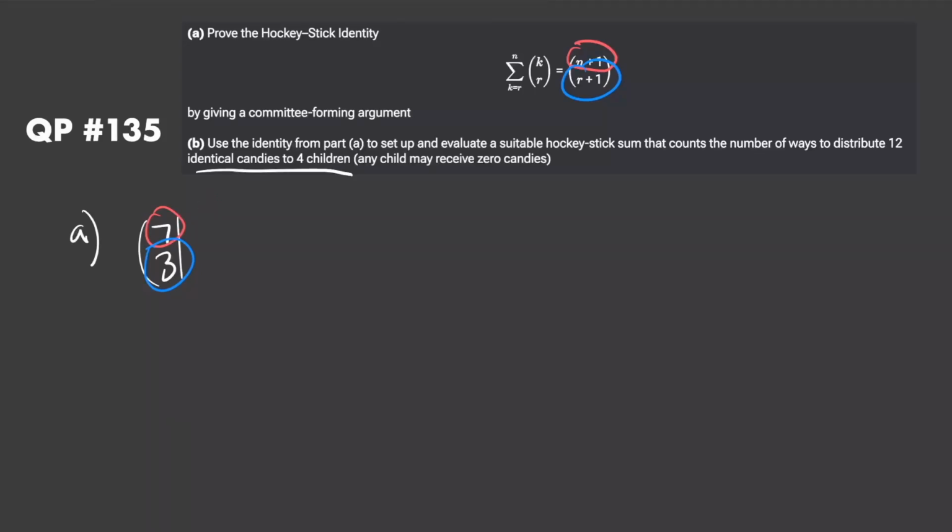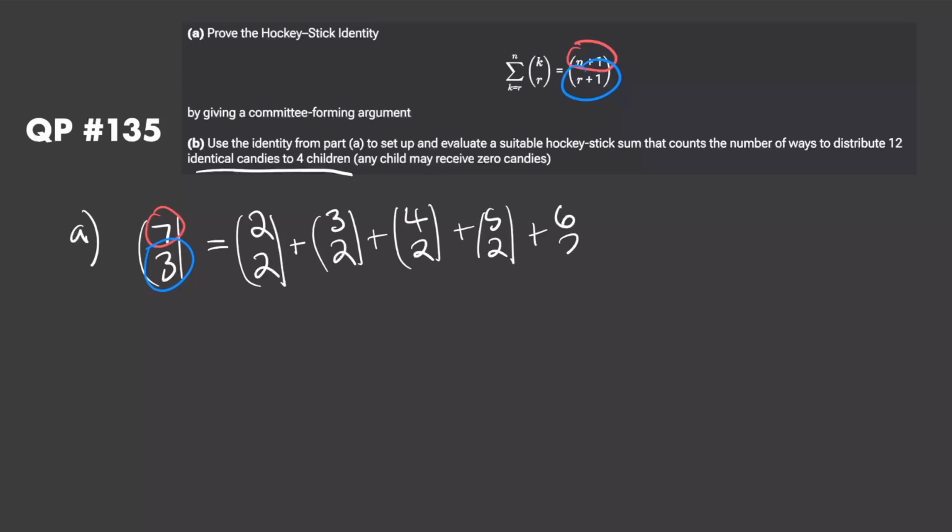And unlike with Pascal's identity, now the terms that we are adding have the iterator in the top. In Pascal's identity, we had the iterator in the bottom. So in our example, 7 choose 3, our k is going to start at r, which is going to be 2. And then on the bottom, we're going to have r as well for our first term. So 2 choose 2, and then we're going to keep on iterating up through 6. So plus 3 choose 2, plus 4 choose 2, plus 5 choose 2, and then plus 6 choose 2. This is what the hockey stick identity is saying for this example.